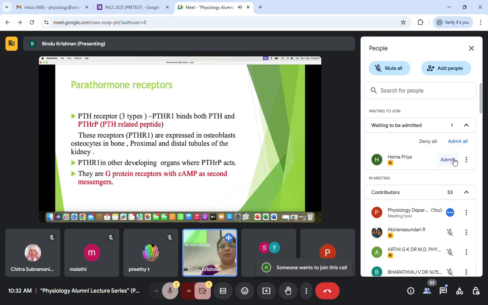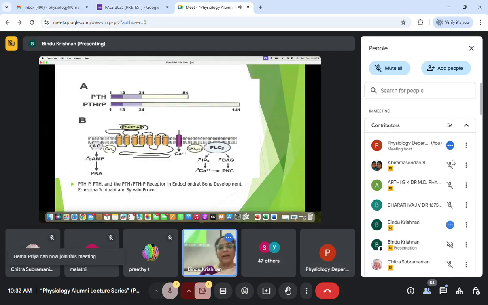And these receptors are G protein receptors using cyclic AMP as the second messenger, right? So a little bit on this PTHRP, because that is again a short note for you in recent advances. The structure is almost similar to that of the parathyroid hormone, but the only thing is PTH is an 84 amino acid sequence, while this is a 141 amino acid sequence. But both of them act on the same receptor, that is PTHR1, through cyclic AMP, or through PLC, with protein kinase C getting activated.